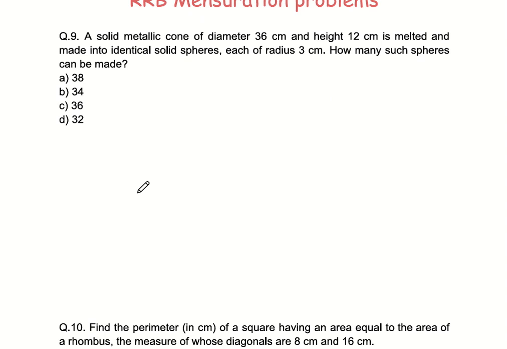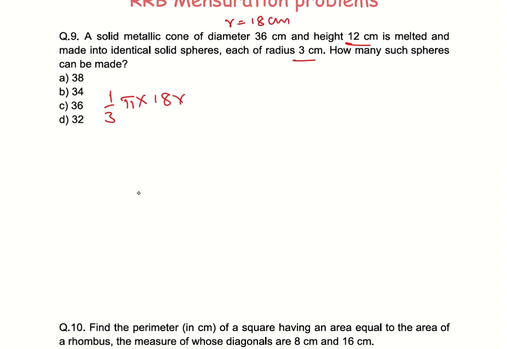A solid metallic cone of diameter 36 centimeters and height 12 centimeters is melted and made into identical solid spheres, each of radius 3 centimeters. How many such spheres can be made? Here, the volume of the cone is equal to the number of spheres times the volume of a sphere. The volume of a cone formula is 1 by 3 pi r square h. The diameter is 36, so r equals 18 centimeters.